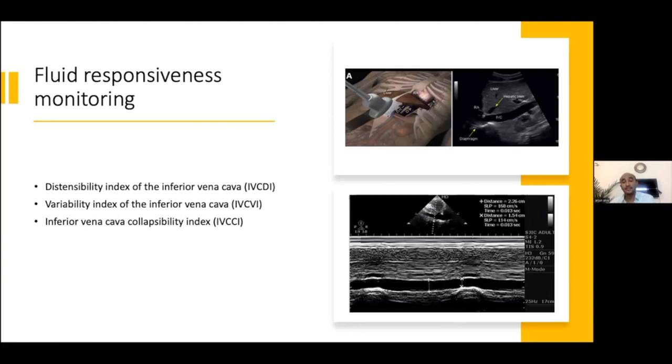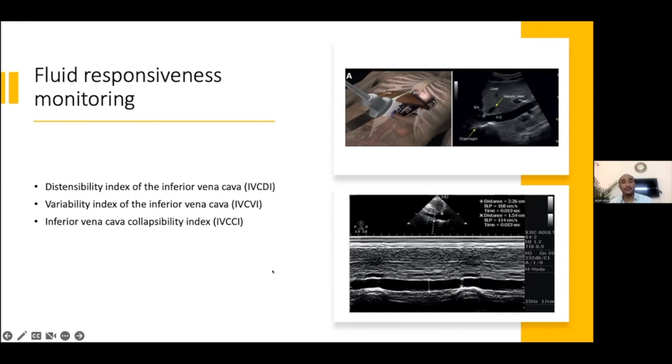These are the two indexes which are quite popular with mechanically ventilated patients with a tidal volume of about 8 mL per kg. And the collapsibility index is what we use with spontaneously breathing patients. Okay, you use the subcostal view. With the subcostal view, identify the IVC and put the M mode probably 1 to 2 centimeters from the entrance to the RA. Once you put the M mode, you get this view on the bottom. Then you calculate the diameter during inspiration and expiration.